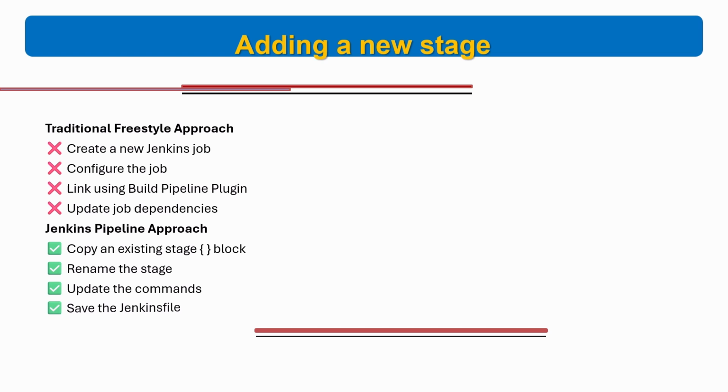So with a Jenkins pipeline, adding another stage is much simpler. It simply means copying the existing stage, pasting it below, renaming the stage from hello to testing, modifying the command, for example echo running test, and saving the Jenkinsfile. That's it. No new Jenkins job, no additional plugin, no complicated configuration, and we have simply extended our pipeline by adding another stage. Pipeline as code has several advantages.